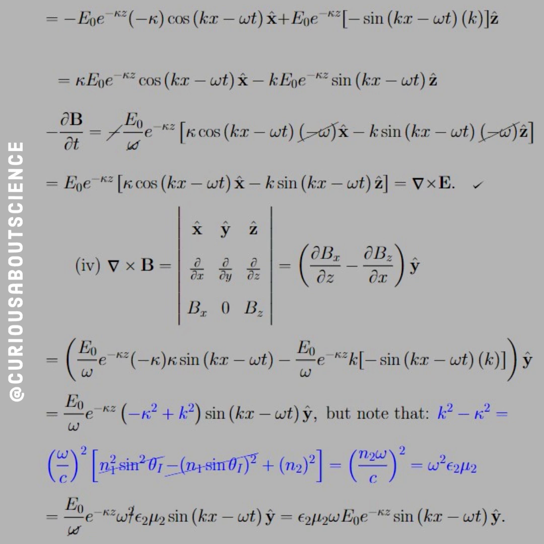And you see that the N1 sine i's cancel. We like that, plus N2. So now we just have N2 omega over c squared, which is equal to omega squared epsilon 2 mu 2 from c and N2. So good to go on that one. Let's see what else we can do. Okay, so now we plug in that part, and we see that the omegas cancel, and we're left with epsilon 2 mu 2 omega E naught e to the negative kappa z sine of kx minus omega t in the y-hat direction.